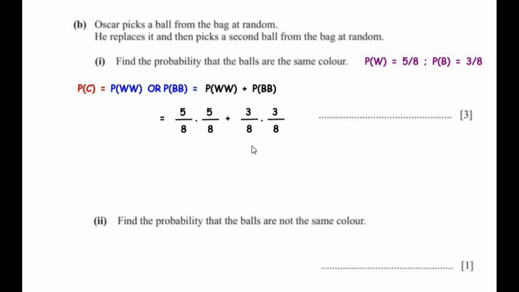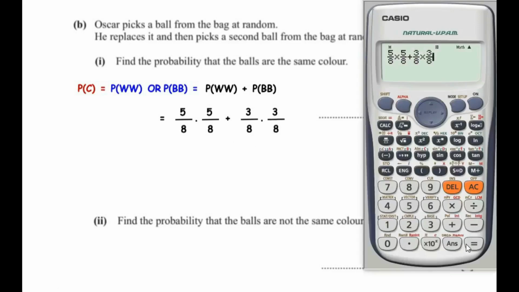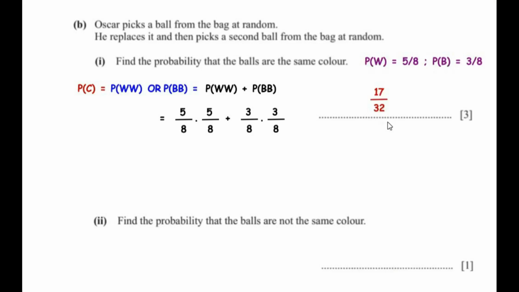So let us see what value this gives us. This is going to give us the value as 17 over 32. So the probability that the balls are of the same color is 17 over 32.